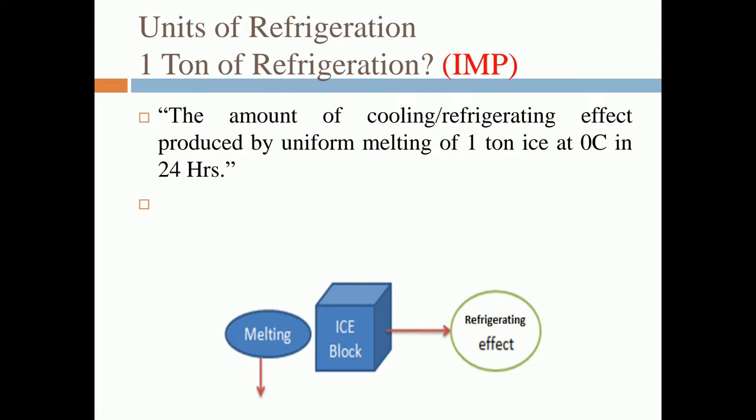Once again, it is the amount of cooling effect, or refrigerating effect. Three parameters are very important when you define 1 ton of refrigeration: one is 1 ton of ice, another is 0 degree Celsius, and the third one is 24 hours. So it is the amount of refrigerating effect produced by uniform melting of 1 ton of ice at 0 degree Celsius in 24 hours. That is known as 1 ton of refrigeration.